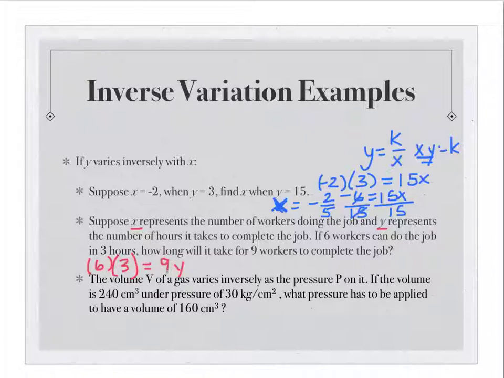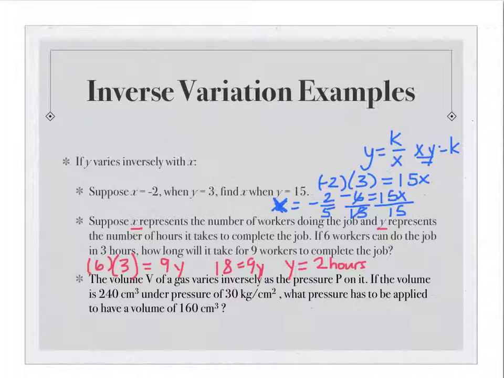for 9 workers to do it, 9 times Y. So 6 times 3 equals 9 times Y, or 18 equals 9Y. Divide both sides by 9, 2 hours. Less time, more workers, less time. And that should make sense.